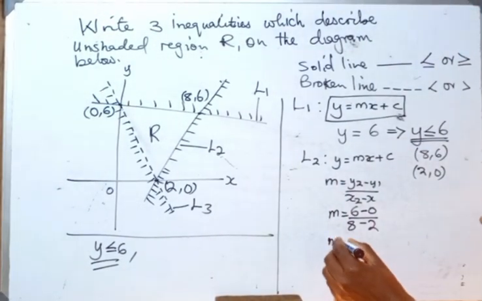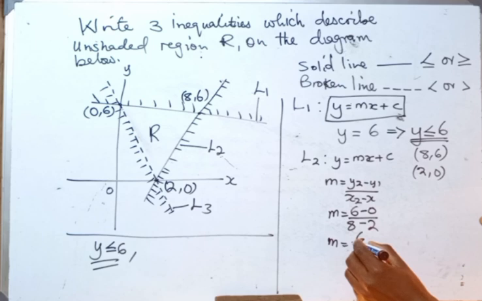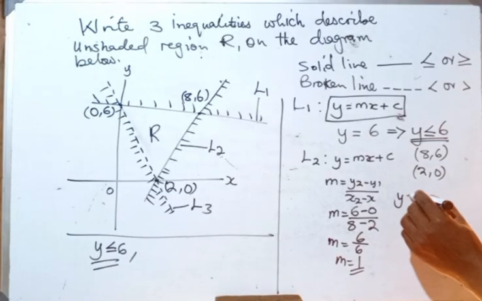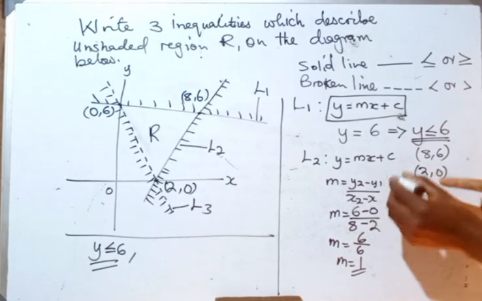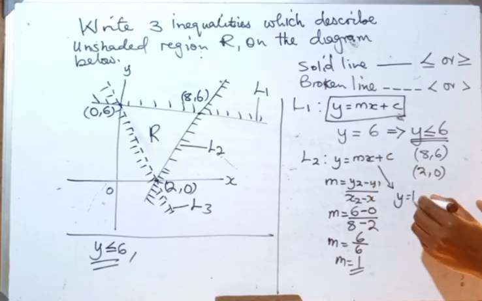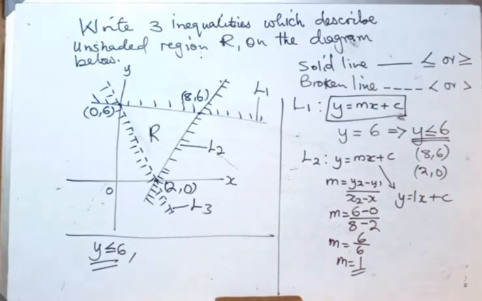Therefore, we are going to have m equals 6 divided by 6, and therefore our m will be 1. Having known our m, we'll write y equals, where there is m, I'll put 1x, I'll put 1 as the m, x plus c. Now we are remaining with finding the y-intercept.